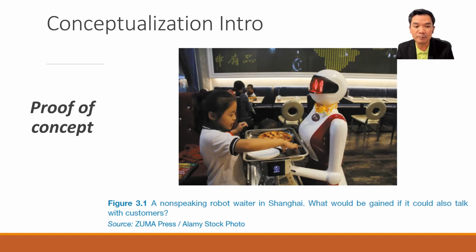But first, we will have a proof of concept. For example, here, if you want to design a robot that will deliver a certain food to a table or a certain area of the fast food restaurant. The figure described here is a non-speaking robot waiter in Shanghai, China: what would be gained if it could also talk with customers? So initially, this robot cannot actually talk, but it can be conceptualized as a talking robot later that will deliver or maybe take orders from the customer.